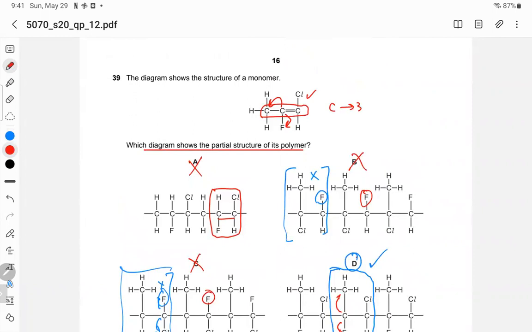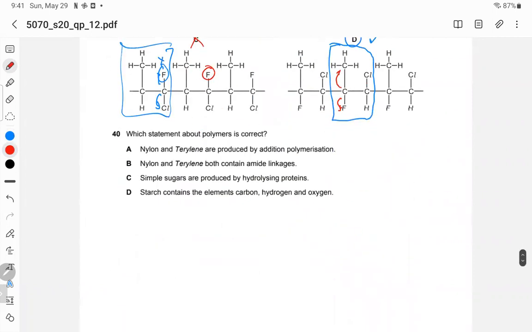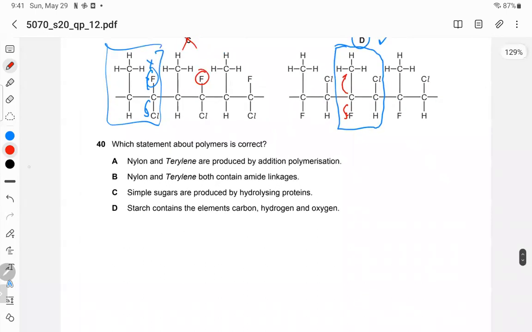No sir. Okay. Question number 40. Which statement about polymer is correct? Nylon and terylene are produced by the addition polymerization. Is this correct? Both are formed by the condensation polymerization, especially nylon, so it goes wrong.